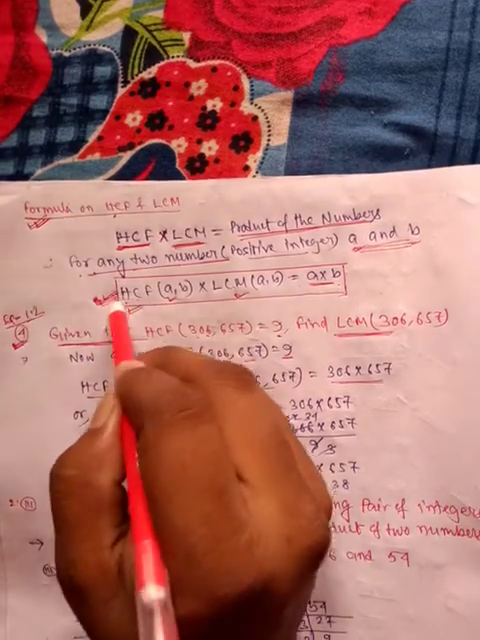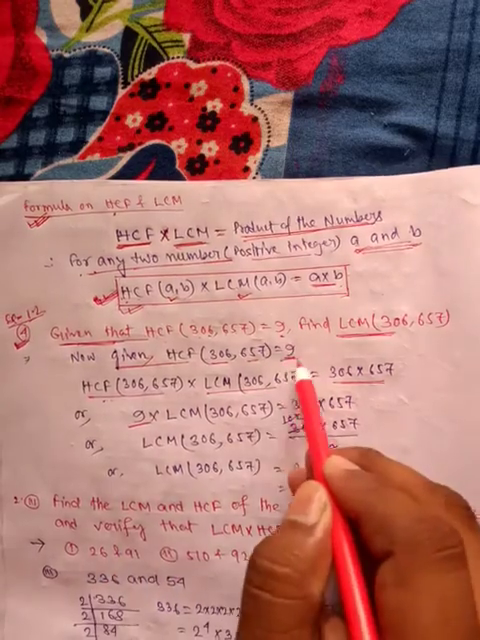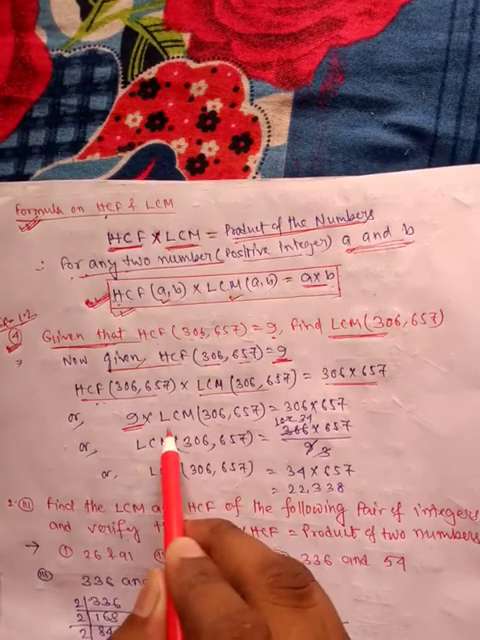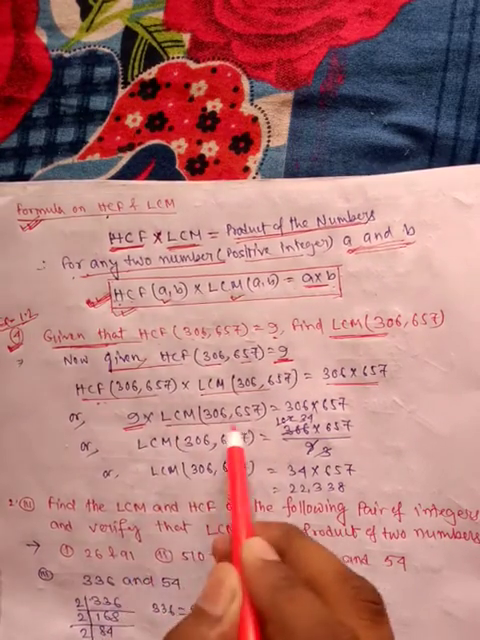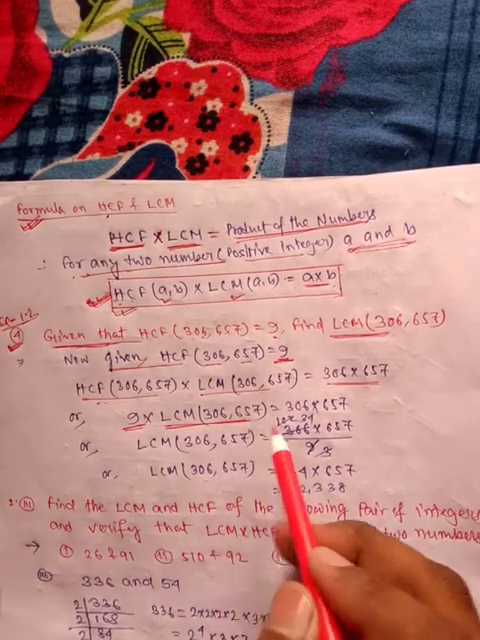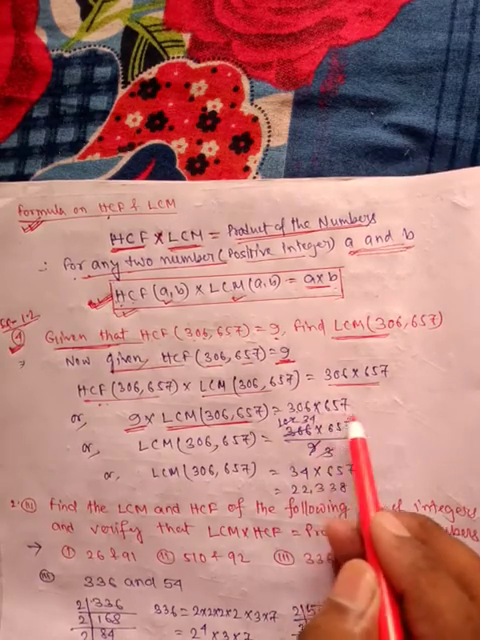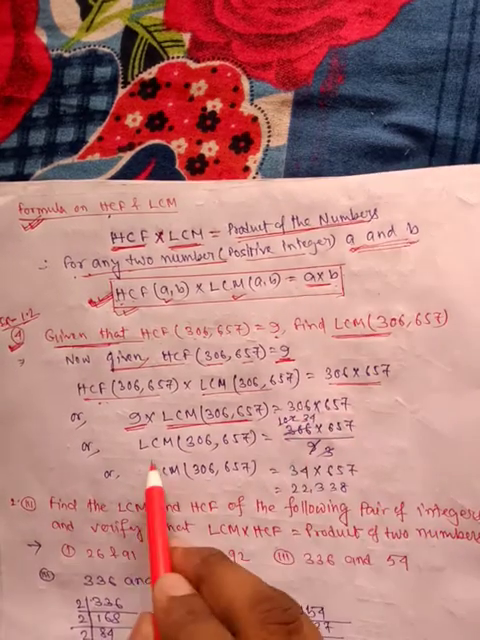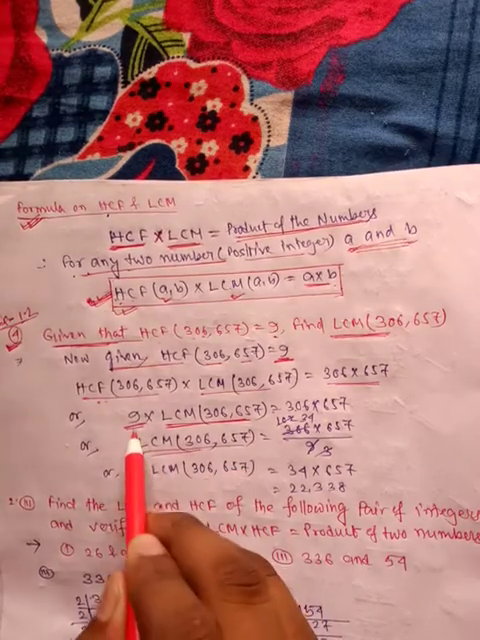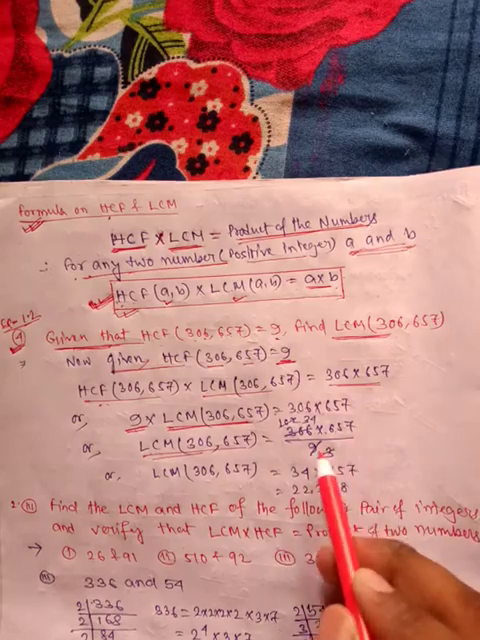We know this from the formula. HCF is 9, already given, and I have to find the LCM, which I don't know. So 9 into LCM of 306 and 657 is equal to the product of the numbers, 306 into 657. Now LCM equals, this 9 will be divided on the right hand side, so 306 into 657 by 9.